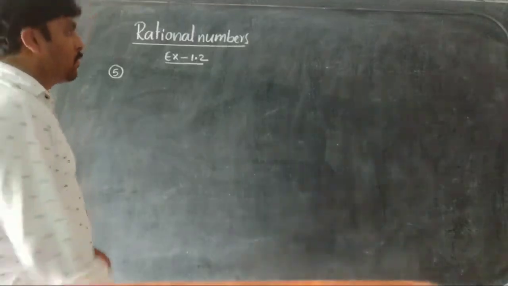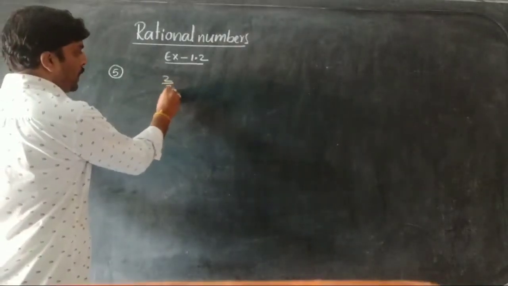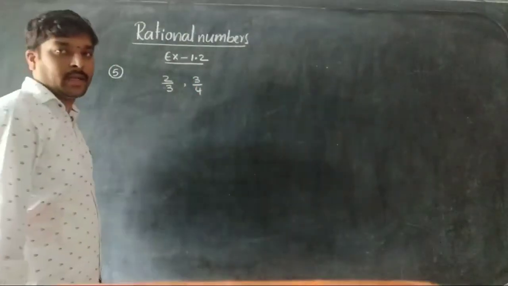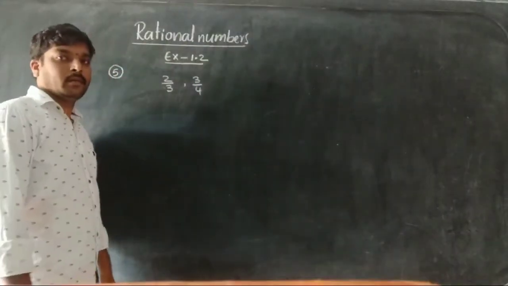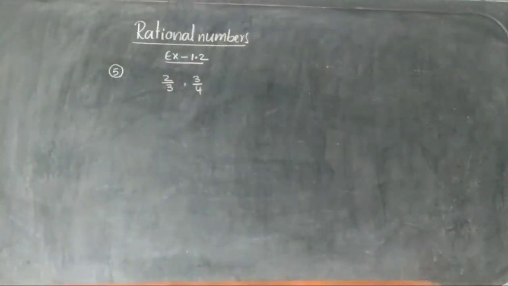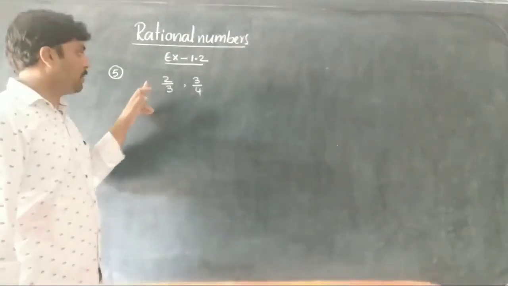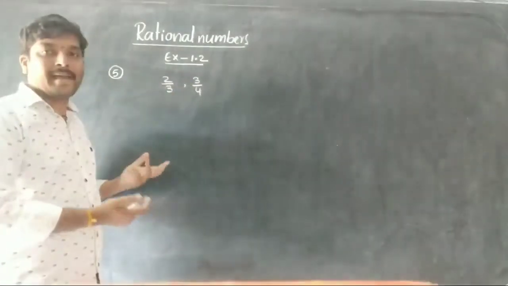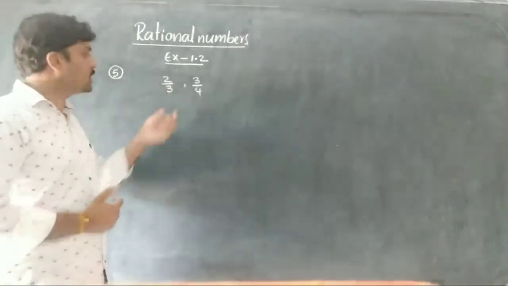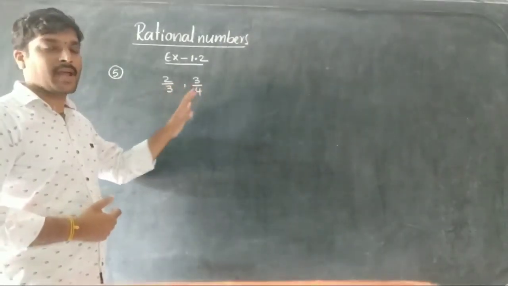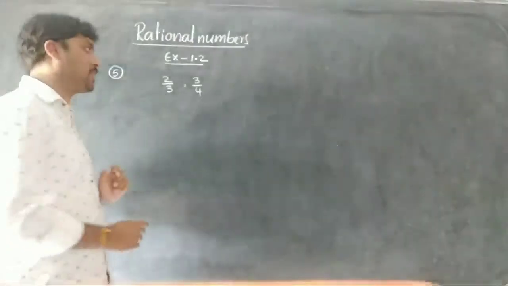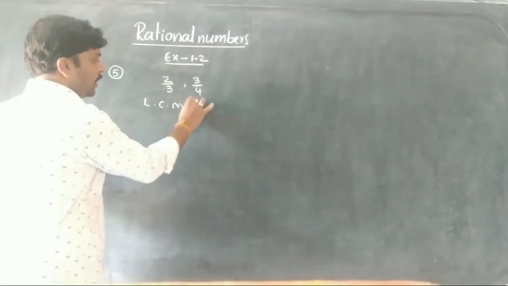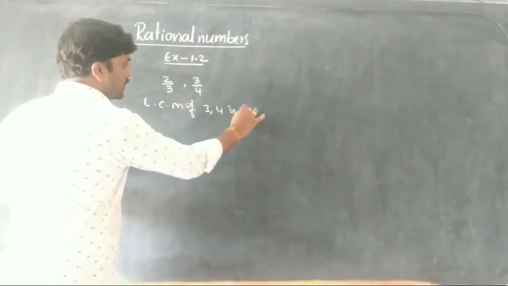Fifth question. Find a rational number between 2 by 3 and 3 by 4. These two rational numbers are not like fractions. When the denominators are equal, they are like fractions. Now these two are not like fractions. Make the denominators equal. So the LCM of 3 and 4 is 12.